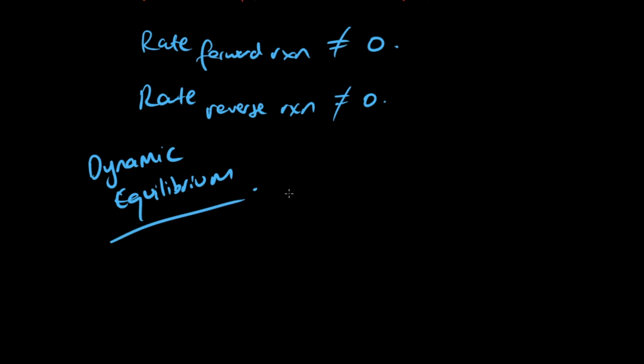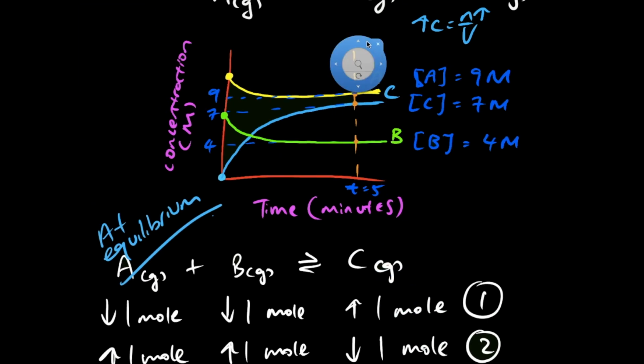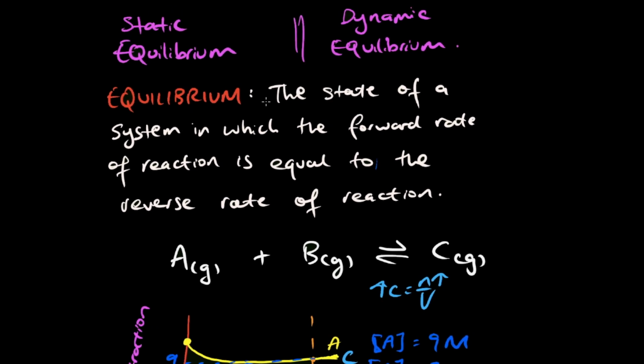That was an example of dynamic equilibrium. The forward rate of reaction is not 0. The reverse rate of reaction is not 0. However, let's assign some values to this. Let's say this is 2 and this is 2. It has to be greater than 0, because this reaction is occurring at a microscopic level. So 2 equals 2. They're equal. So if we go back to our original case, equilibrium is the state of the system in which the forward rate of reaction is equal to the reverse rate of reaction.